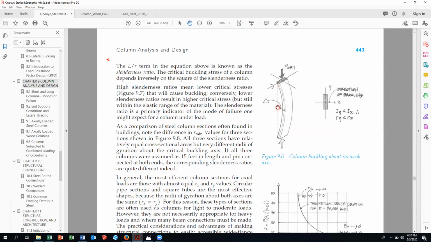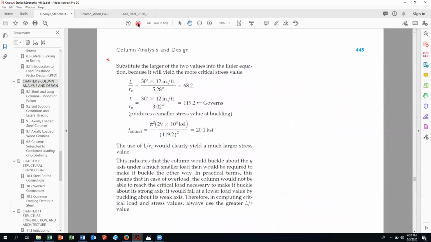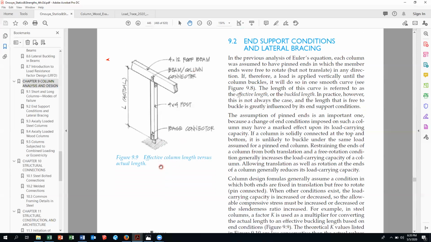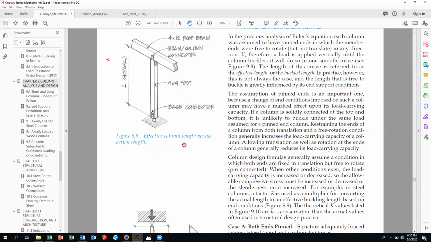Now, that takes us up to page 446. End support conditions and lateral bracing. Okay, they talk about something called the effective column length versus the actual length.